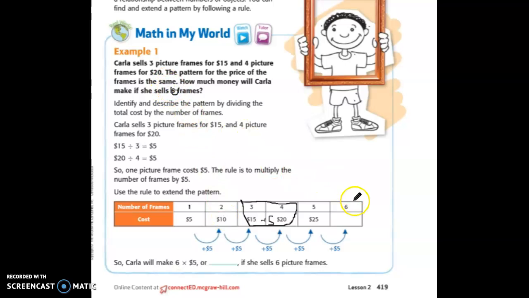So they went all the way up to 6. And you can easily see 5, 10, 15, 20, 25. The next on our multiples of 5 is 30, which is also 6 times 5. So Carla will make 6 times 5, or $30, if she sells 6 picture frames. So that's the easiest example. This is just our multiples of 5.